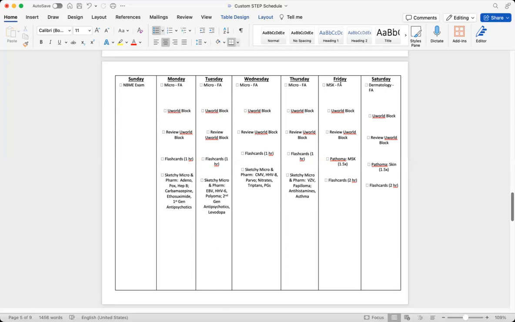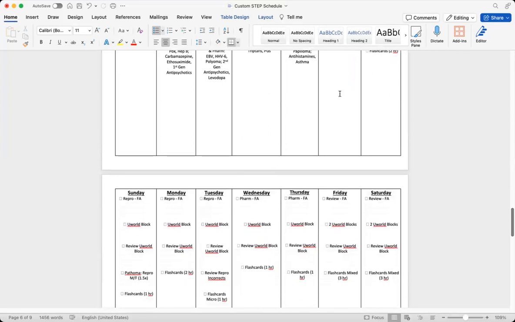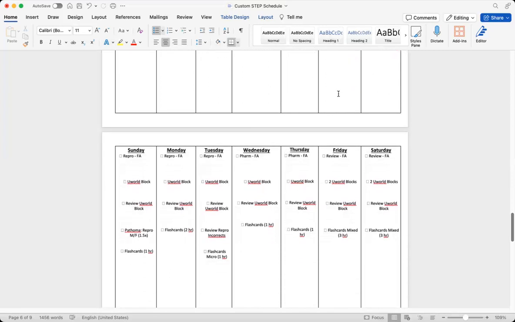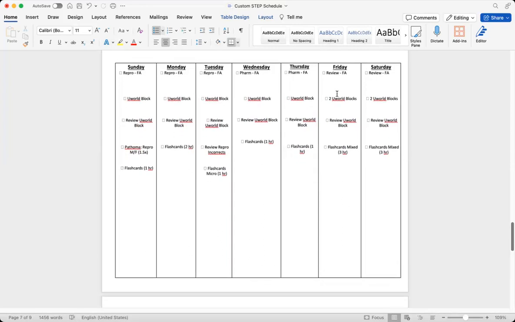MSK is going to have 1 day this week where you study what's in First Aid as well as what's in Pathoma. Dermatology is going to have one day this week, same type schedule. You're going to come on back on Sunday, starting with another system-based learning, where you're going to do 3 days of repro, followed by 2 days of pharmacology.